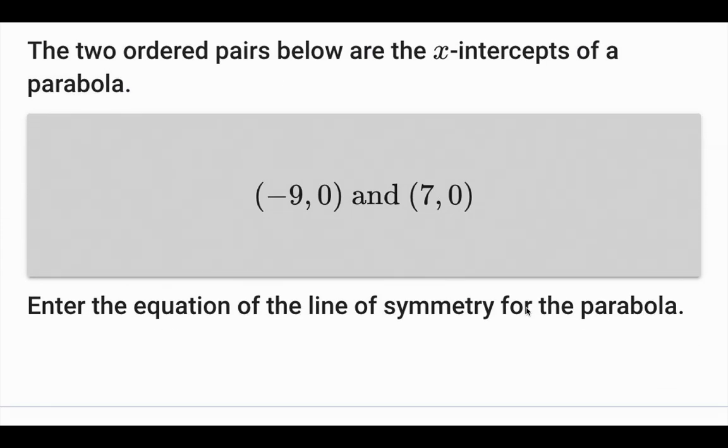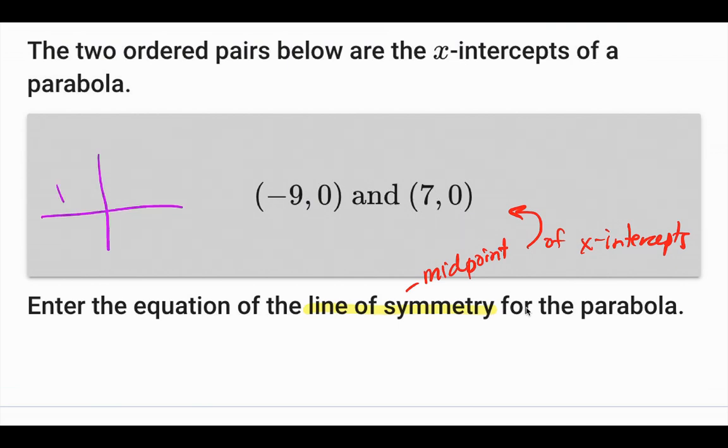If you have two ordered pairs and they're the x-intercepts and you're asked for the line of symmetry, it is the midpoint of the x-intercepts. It's always halfway between, because if we have a parabola, let's just draw one here, something like this. Remember, here's our x-axis. Parabolas are symmetrical. So if it crosses the x-axis at these 2 points, halfway between is our vertex right here. That's also the line of symmetry, the x equals, and a line of symmetry is always an x equals equation.